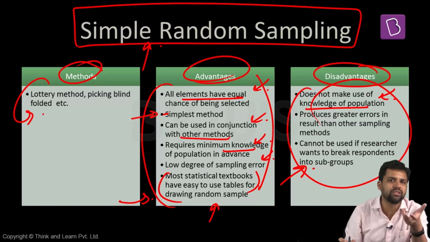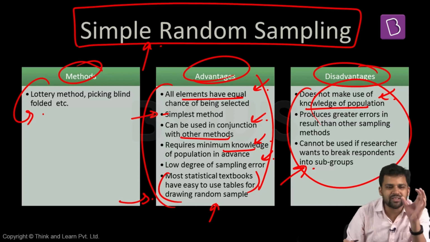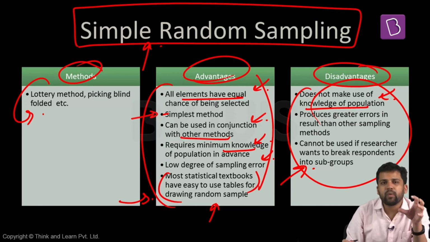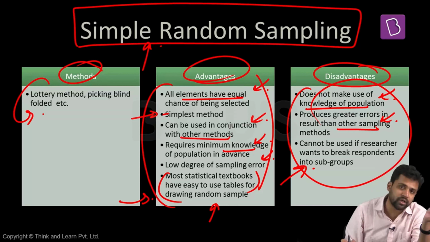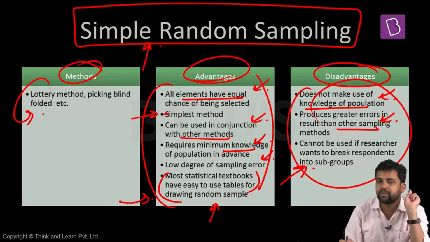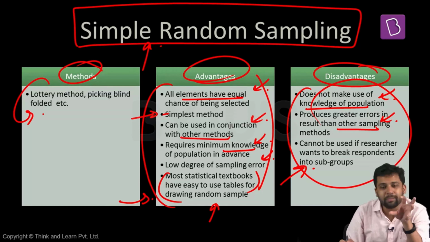So what is the advantage of having the knowledge of the population? For example, you know that this particular population consists of people from these particular sections. Now you are not utilizing that knowledge, so that knowledge is basically going to waste. This method can have more sampling errors as compared to other methods. There are some other methods which have even lesser sampling errors, so it is not the best method when it comes to sampling errors.